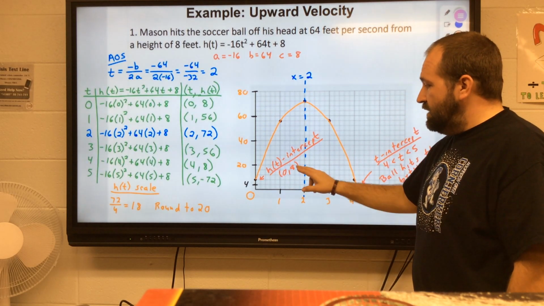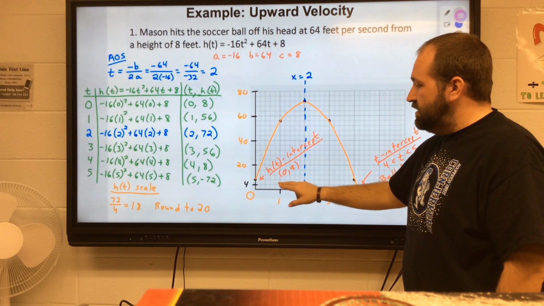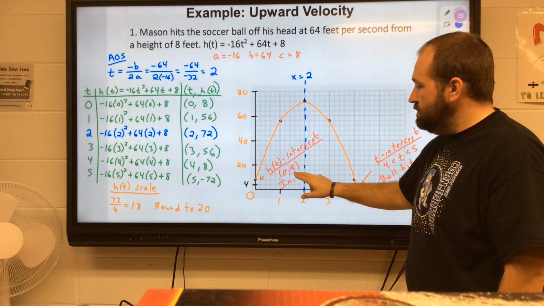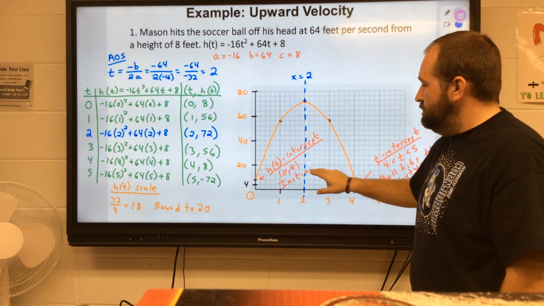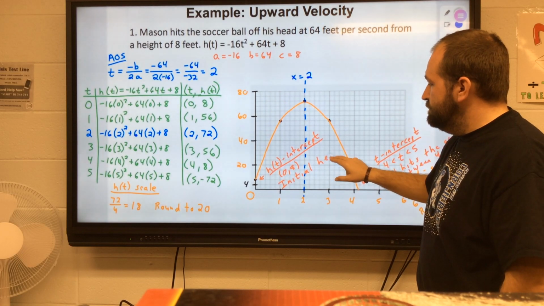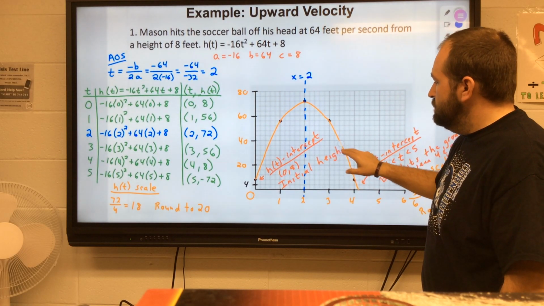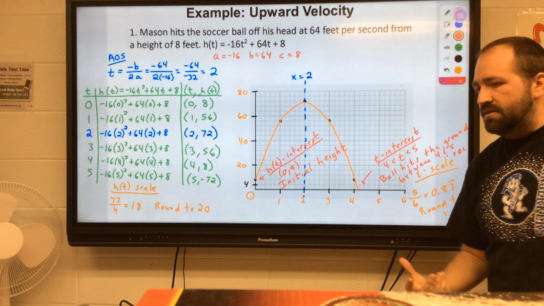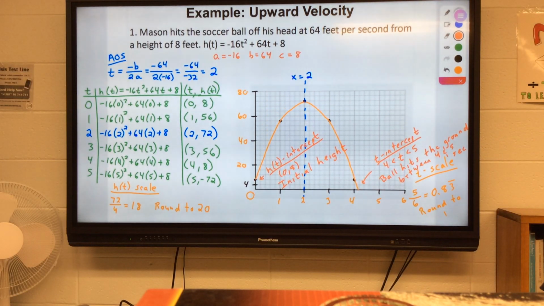So 0, 8, what does that mean? That means that this is the initial height. Okay, when this object hit off of Mason's head, or when this object hits off of whatever person's bat, foot, neck, whatever it may have hit, that's the point in which it bounced off of them or that thing.